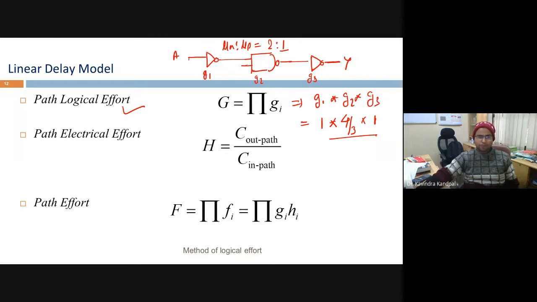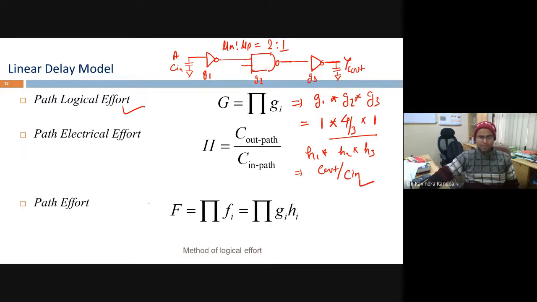Understood? Yes or no? Yes, sir. Similarly, if someone asks what the path electrical effort is, that is capital H. I told you that even if you multiply H1, H2, H3, the numerators and denominators will cancel each other and you will end up getting C out divided by C in. Yes or no? Yes, sir.